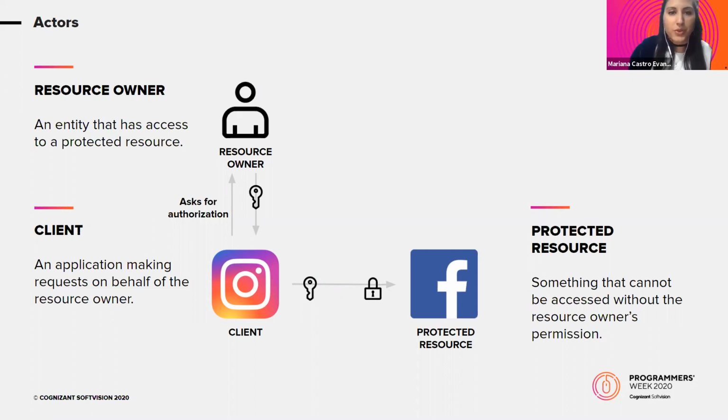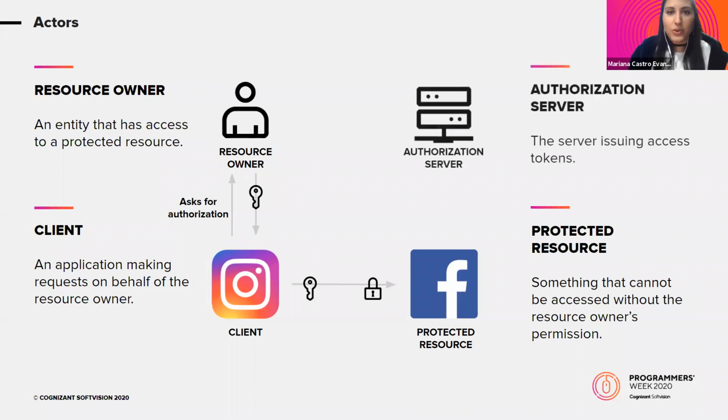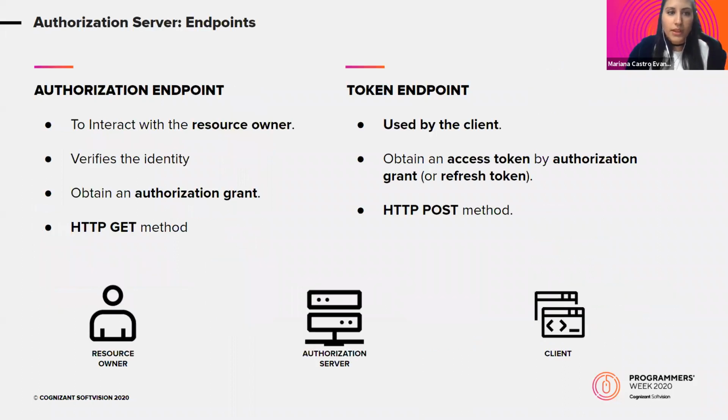Now, the resource owner is not issuing this access token. He just wants to give permission, but there's gonna be another actor behind the scenes that's called the authorization server. And this server is the one that's gonna be actually issuing the access tokens and orchestrating all of this. And this authorization server provides two endpoints that we can use, the authorization endpoint and the token endpoint.